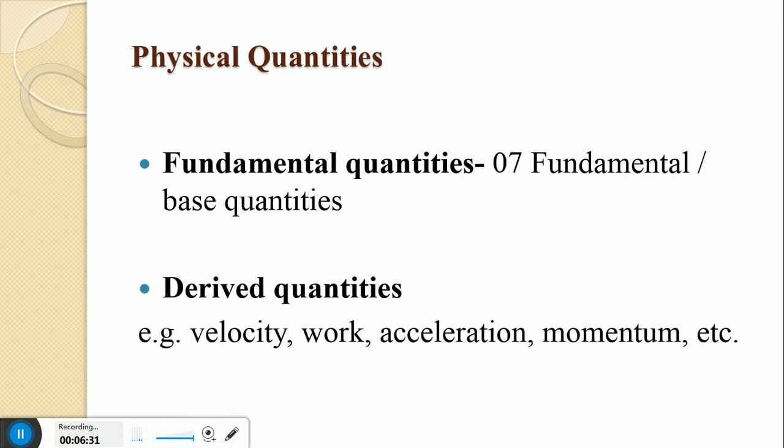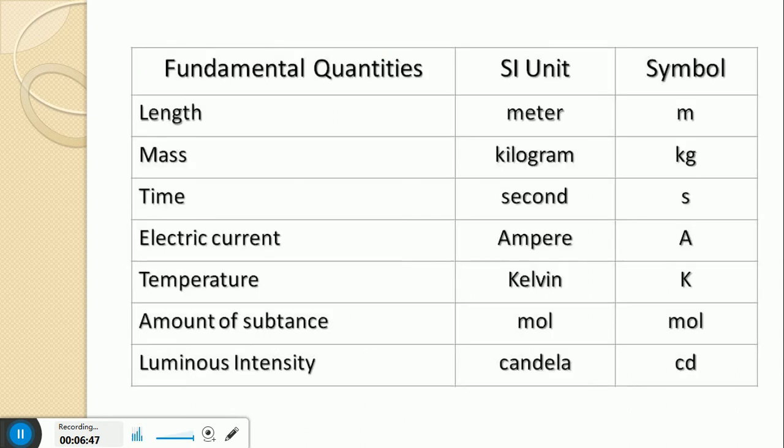What do derived quantities depend on to get their value? On the fundamental quantities. So derived quantities depend upon the fundamental physical quantities. There are only 7 fundamental quantities in number, but derived quantities are enormous in number. So this is the list of 7 fundamental quantities.